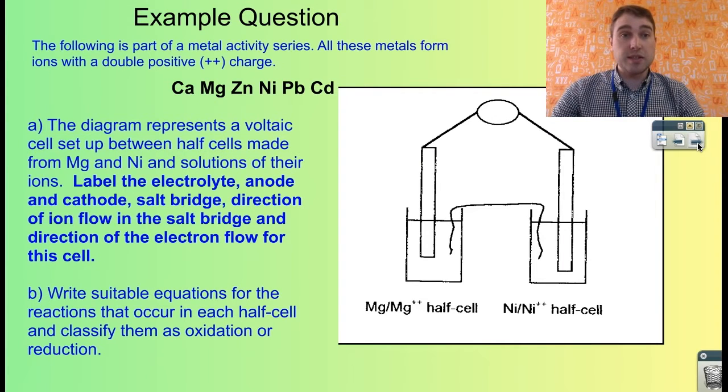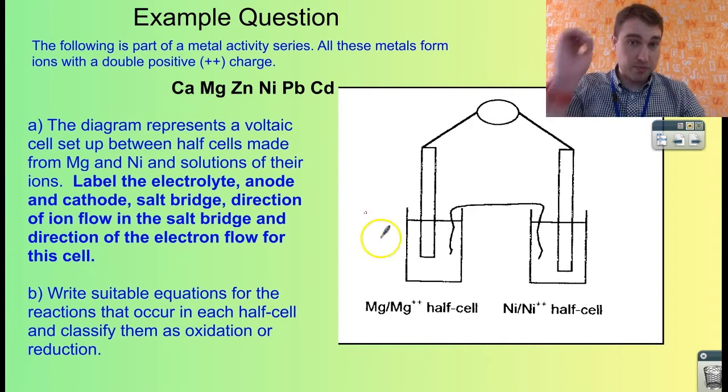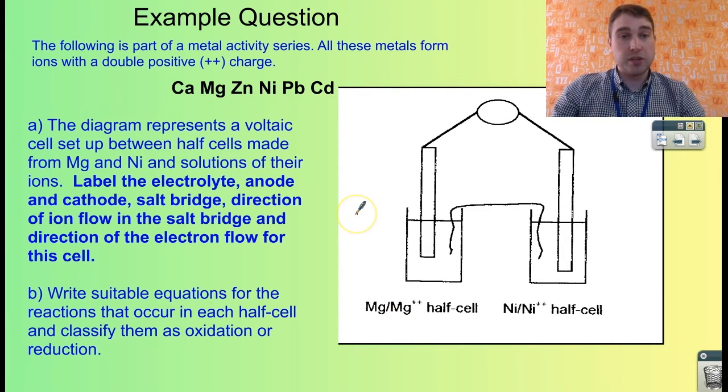So in this question it says you have a metal activity series here, so we've got calcium being the most reactive, cadmium being the least reactive. It says the diagram represents a cell setup. We've got magnesium and nickel. You need to label the electrolyte, anode, cathode, salt bridge, direction of ion flow in the salt bridge, and direction of electron flow in the cell. And then write suitable equations for the reactions occurring and classify them as oxidation and reduction. So let's get started with that.